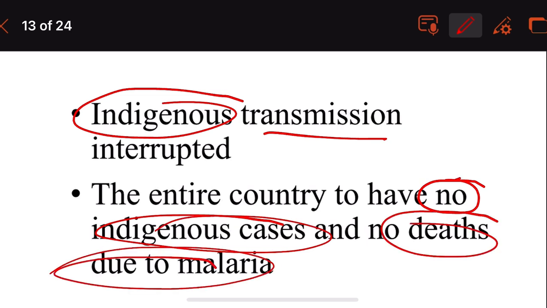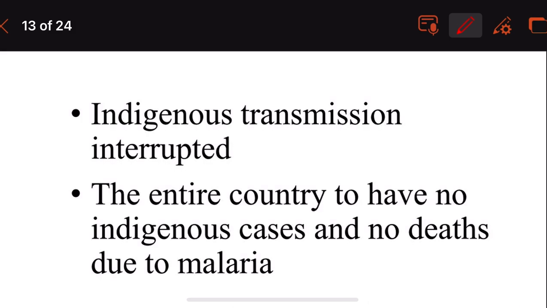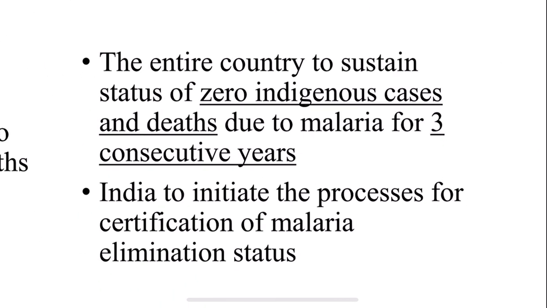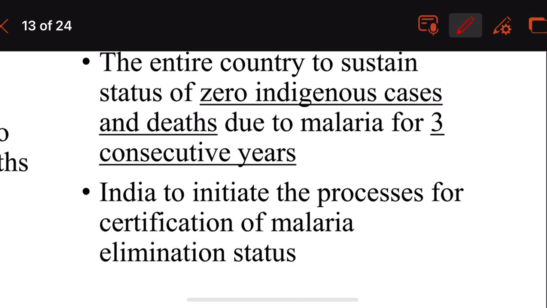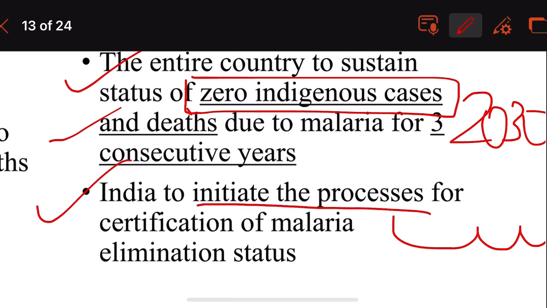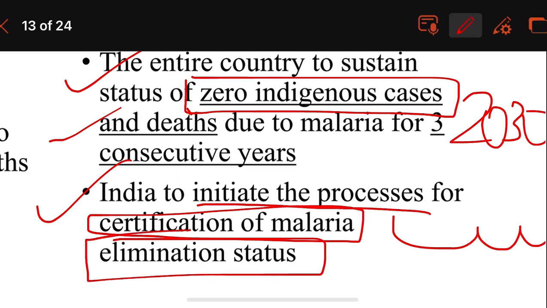Zero or no deaths due to malaria. Moving on, by the year 2030, the entire country should sustain a status of zero indigenous cases and deaths due to malaria for a period of 3 consecutive years. And India is to initiate the processes for the certification of malaria elimination status.